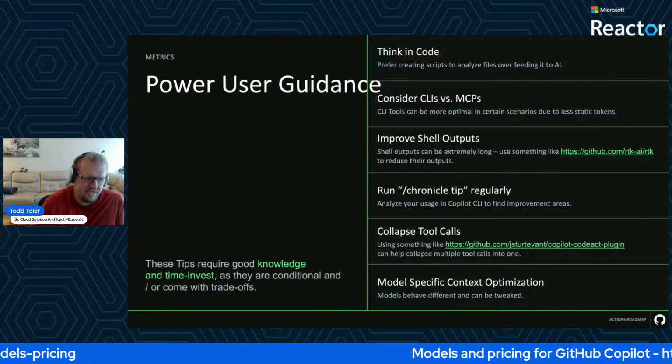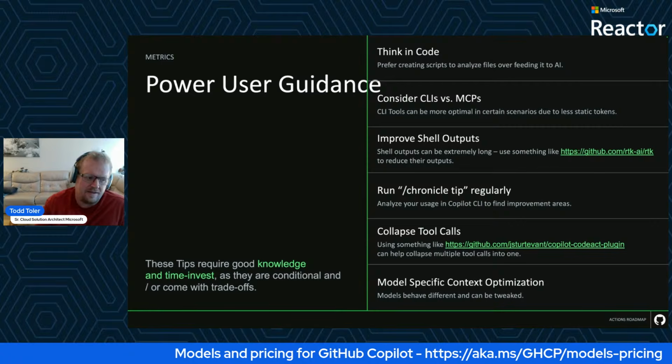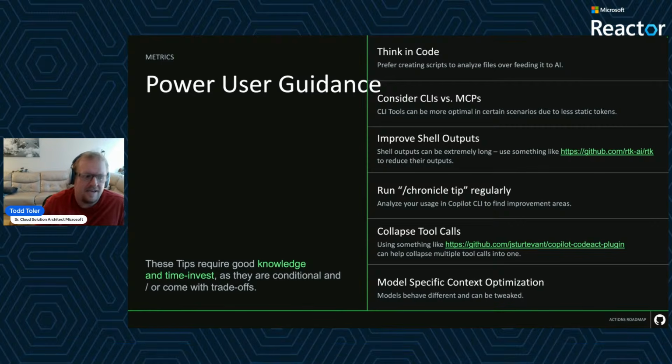Shell output optimization: tools like RTK can trim CLI output to agent-relevant information only. There's the Chronicle tool as well. You want to use the /chronicle tip. It analyzes your Copilot CLI session logs to suggest prompt optimization, something you'll want to use considerably throughout. And then collapsing tool calls: you want to batch multiple tool calls into one to reduce some of the turns.